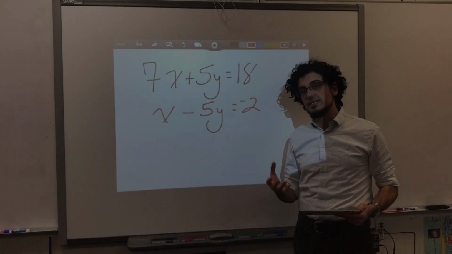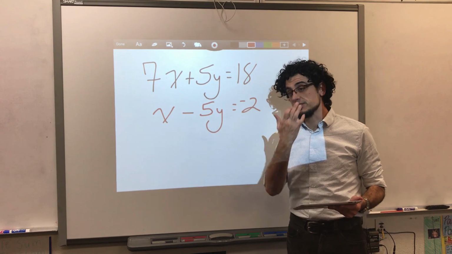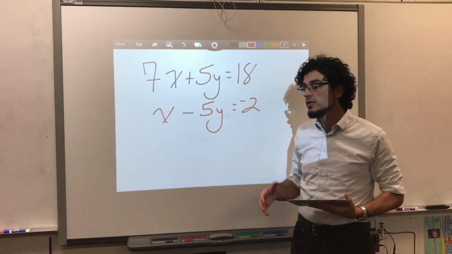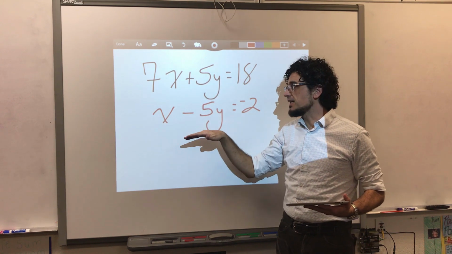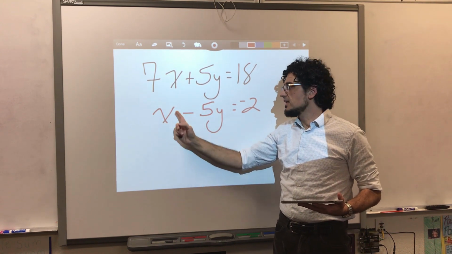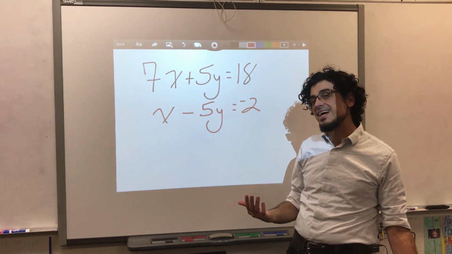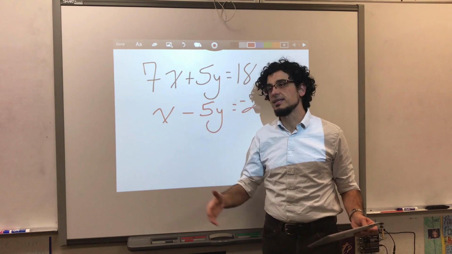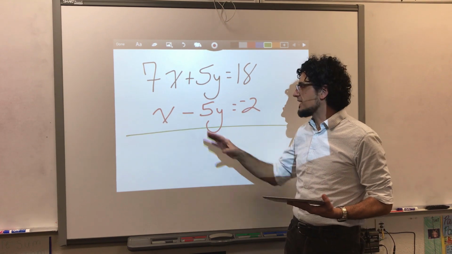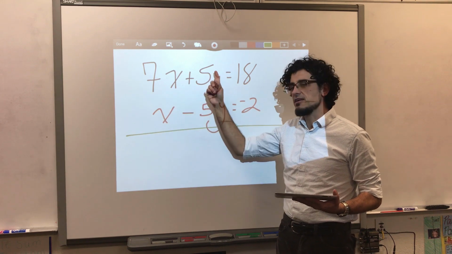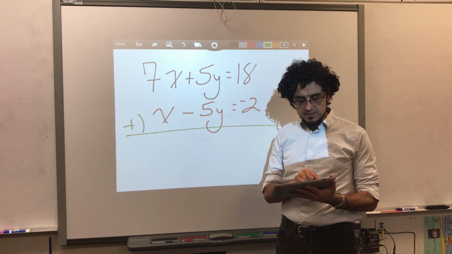Hi, so today what we're going to be doing is linear systems, using the elimination method with addition or subtraction. The first thing I need to do is make sure that my equations are set up and lined up: x above each other, y above each other, and my constants above each other. They're written in standard form in this case, so I can line them up and start canceling things out. I want to figure out, am I going to end up adding or subtracting these? Well, I see that 5y and negative 5y, if I add them, they'll cancel out.